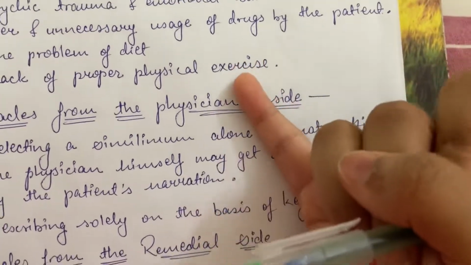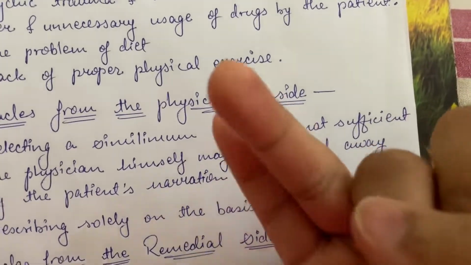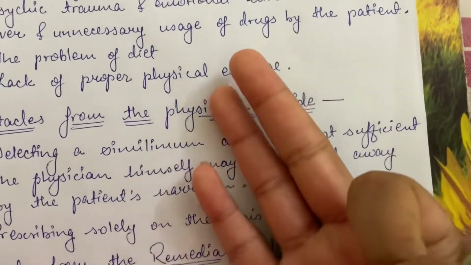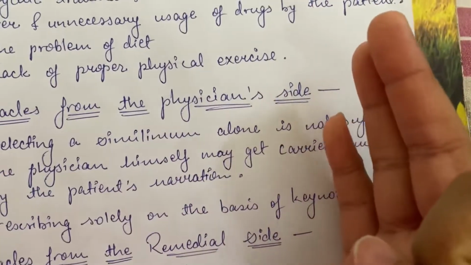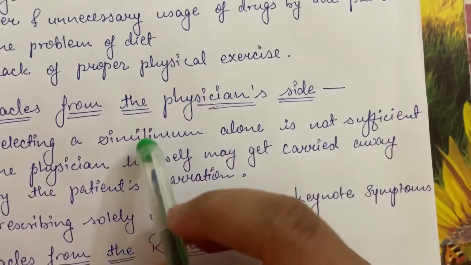Okay, firstly the similimum, that remedy should be similimum to the case. Then secondly, the potency should be proper. Then the repetition of the dose. Repetition, this is the most important thing we are neglecting. We don't repeat the medicine properly.